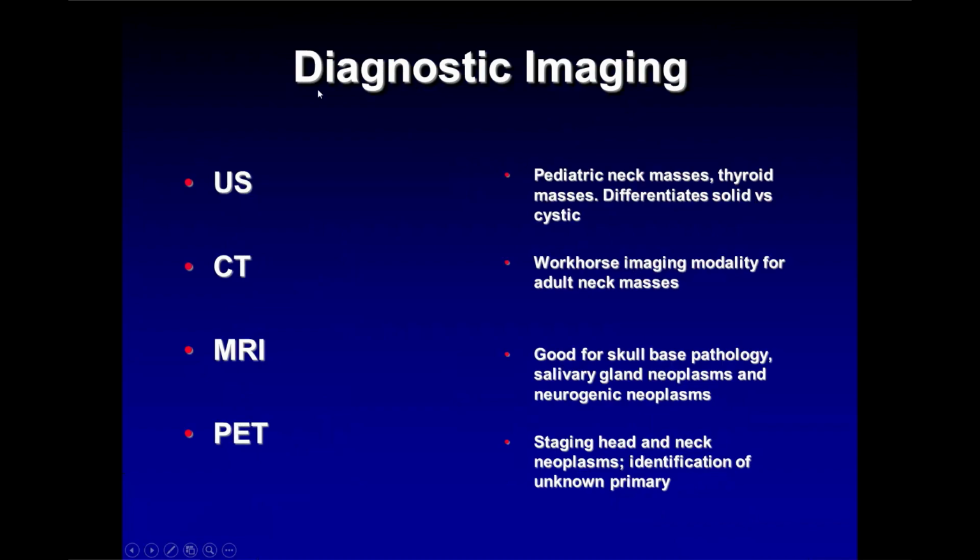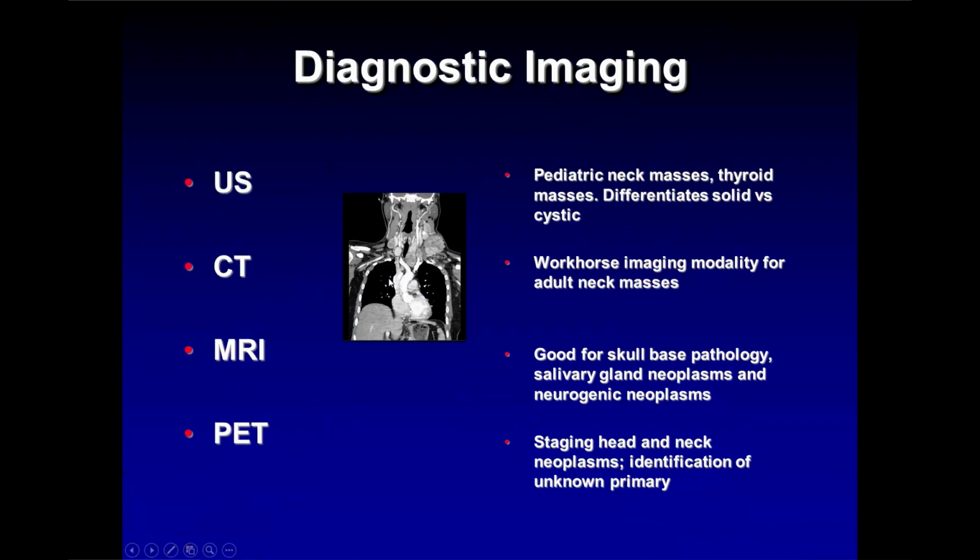Then the next step is diagnostic imaging. And so we'll talk a little bit more about this later, but just introduce the general options that are most common. Ultrasound tends to be used more for pediatric neck masses, thyroid masses, and it's very good at differentiating solid versus cystic. In general, the CT scan tends to be the most common diagnostic imaging, and it's really the workhorse for adult neck masses. I think it gives good spatial resolution of the surrounding structures and is really key in working up a neck mass.